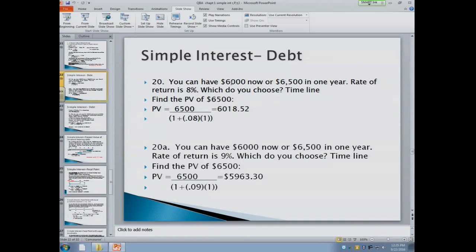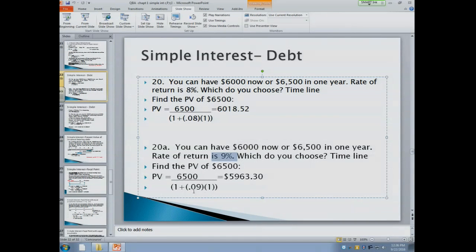So the better choice would be to take $6,500 in a year rather than $6,000 now, because you can only get 8% on $6,000. Yes, you can find the future value of both of those and come to the same conclusion. But I want you to practice finding the present value. Let's do the same problem, but change the interest rate. The present value of $6,000 now is $6,000. Let's find the present value of $6,500, but this time with 9% interest.